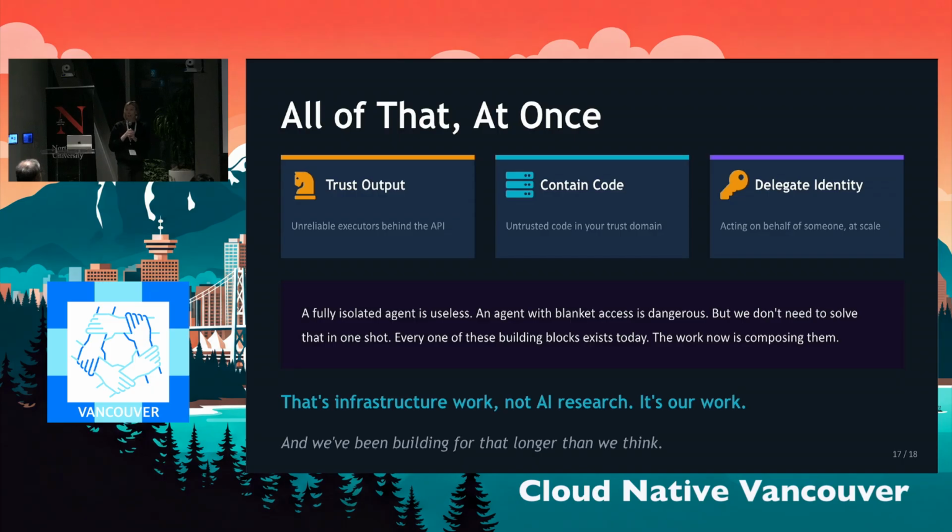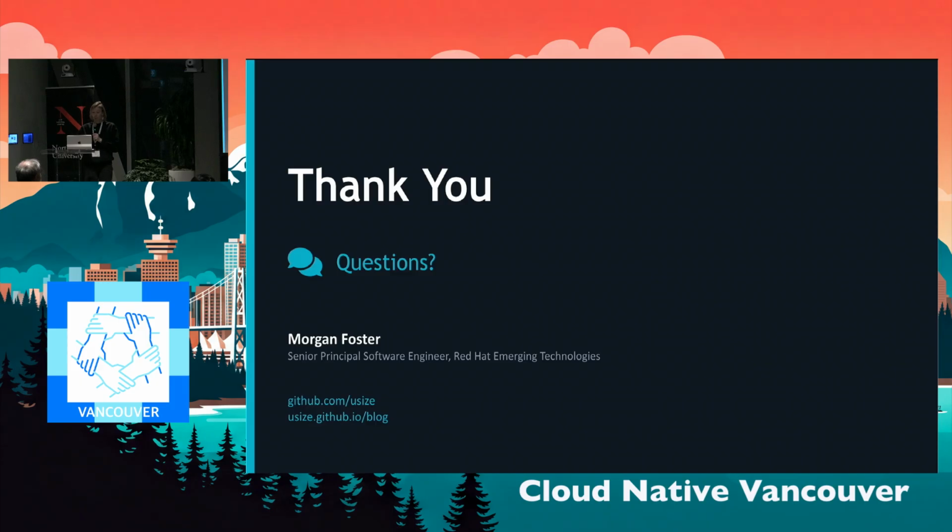And so our challenge now as folks working on infrastructure is to take these pre-existing tools that we already have and apply them all together to solve the problems raised in this one domain, which is agentic workloads. That's my talk.